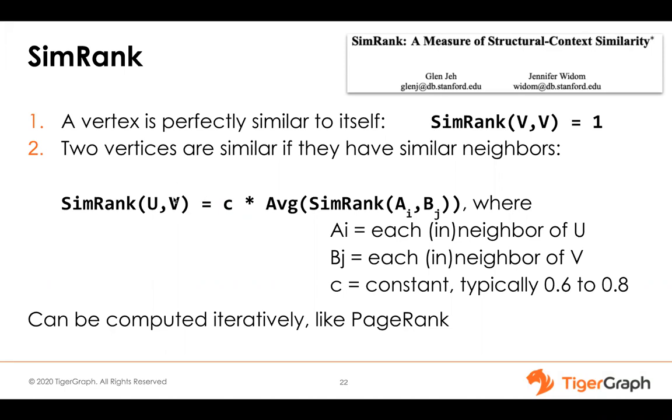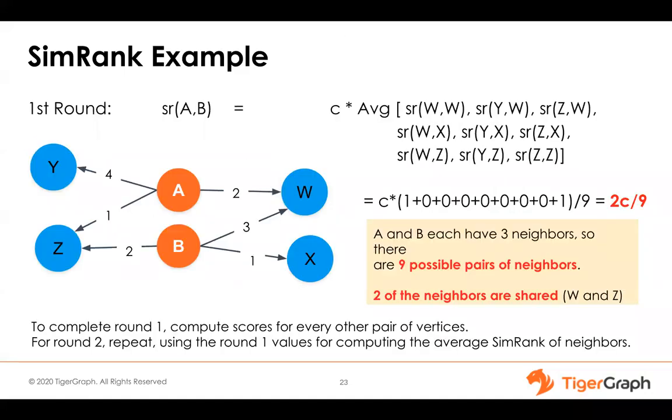So after the first round of computation, some of these will be fractional scores between 0 and 1. And now I have a fractional score for UV, and UV is the neighbors of somebody else. UV is the neighbors of FR or something. And so the scores keep changing and eventually converge, just like PageRank. So let's look at an example.